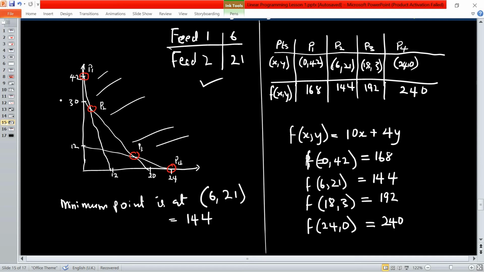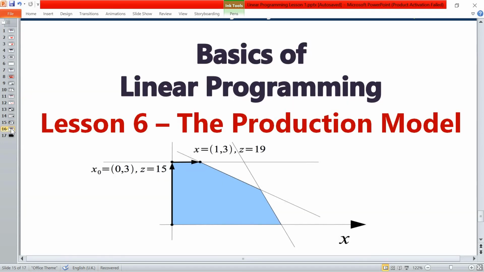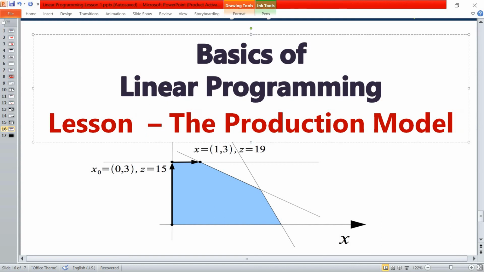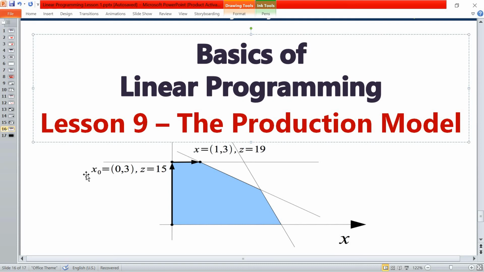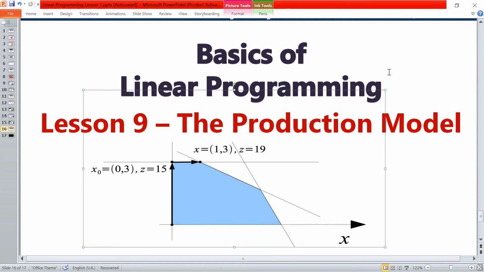Alright, so we now want to do something a little more tricky so that we can learn something new, and that will be a new problem called the production model. This should actually be lesson 9, I think. So it should be the production model, and this we are going to do in our next tutorial.